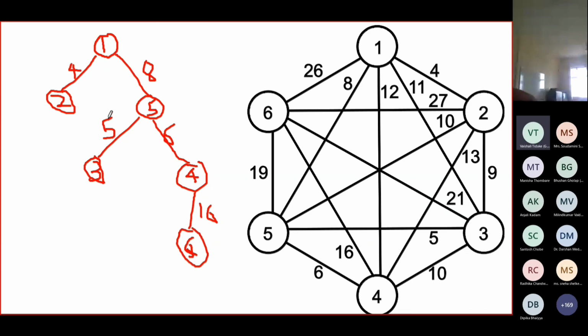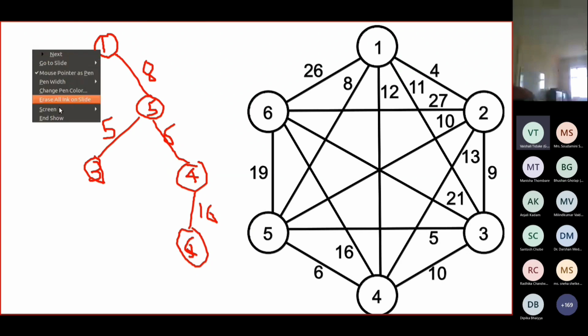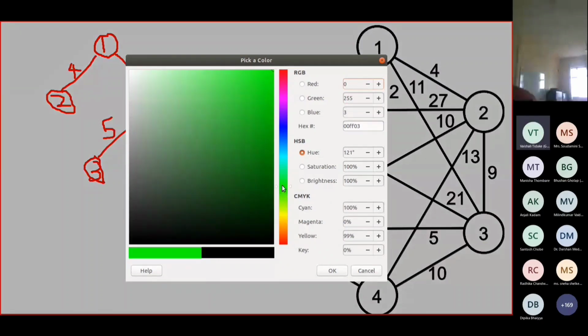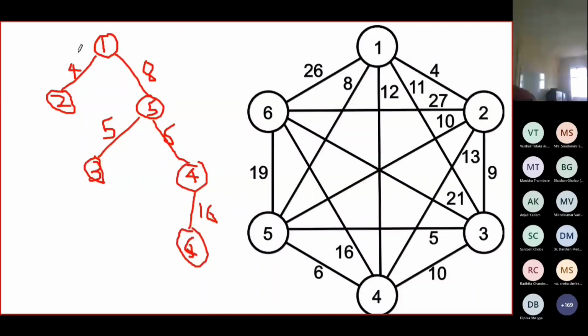Now, after obtaining the minimum spanning tree, if you add 4 plus 8 plus 5 plus 6 plus 16, it is 39. But what we want is a Hamiltonian cycle, and this is not a cycle anywhere. So what you can do is start with 1, come to 2. From 2, you have to go back to 1. There is no other option.